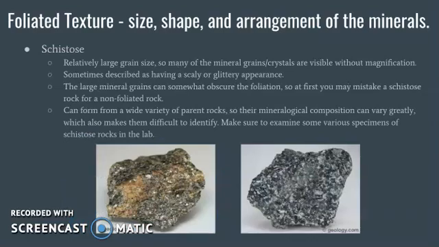Next, we'll take a look at schistose. These have a relatively large grain size, so many of the mineral grains and crystals are visible without magnification. And schistose is sometimes described as having a scaly or glittery appearance. The large mineral grains can somewhat obscure the foliation, so at first you may mistake schistose for a non-foliated rock. And schistose can form from a wide variety of parent rocks, so their mineralogical composition can vary greatly, which also makes them difficult to identify.